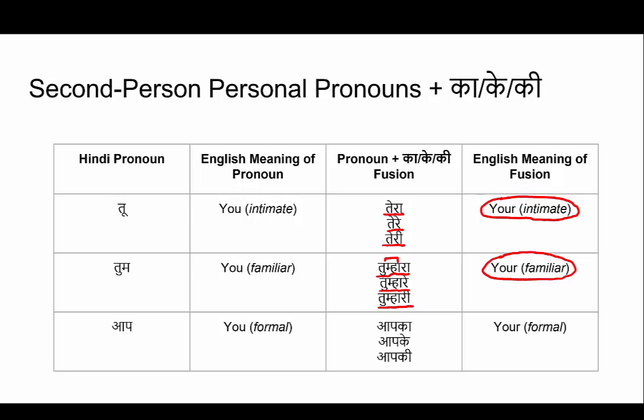Remember this pattern as we look at the next second person personal pronoun, as well as all the third person personal pronouns. The fusions of the formal aap with ka, ke, and ki are a lot simpler to remember because they're merely apka, apke, and apki, and each one of them is one word. All these fusions mean your, but you should only use them when referring to an individual in a formal manner.